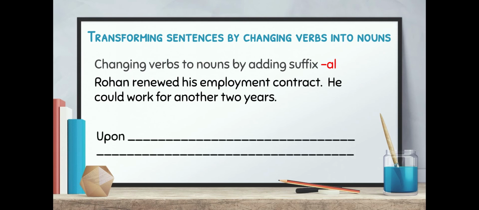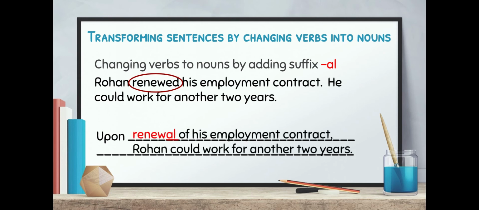If you're supposed to begin your answer with the word upon, again, identify the verb that you can add the suffix -al to. That's right, you can add -al to the word renew to give you renewal. The final sentence will look like this. Upon renewal of his employment contract, Rohan could work for another 2 years. Again, the word of is added after the word renewal and a comma is added after the first clause.